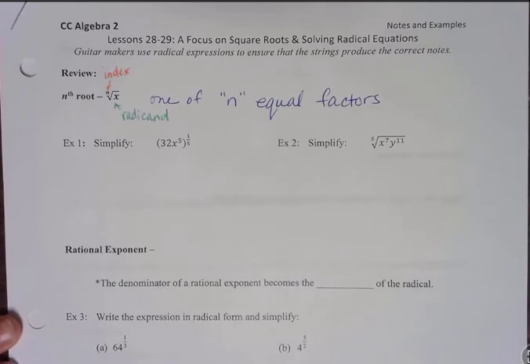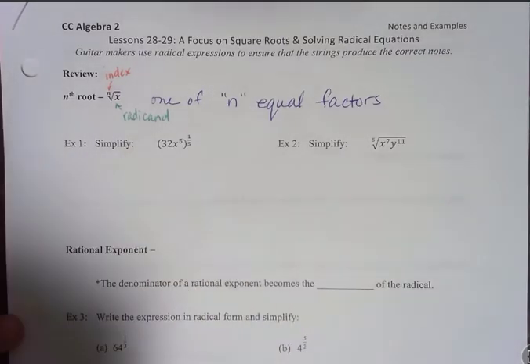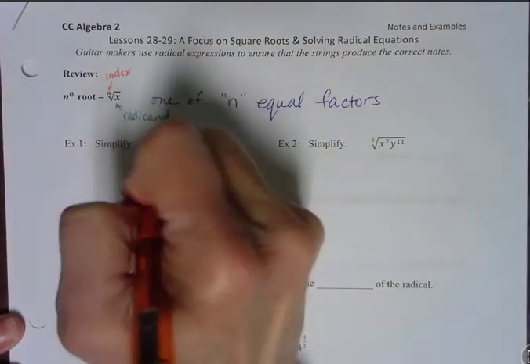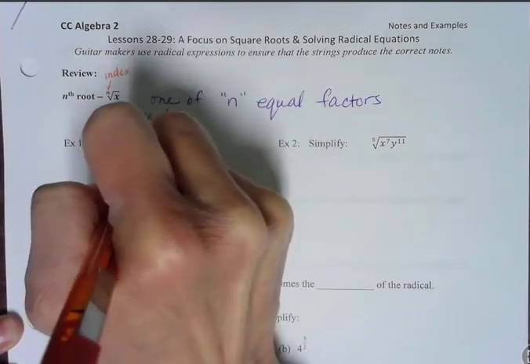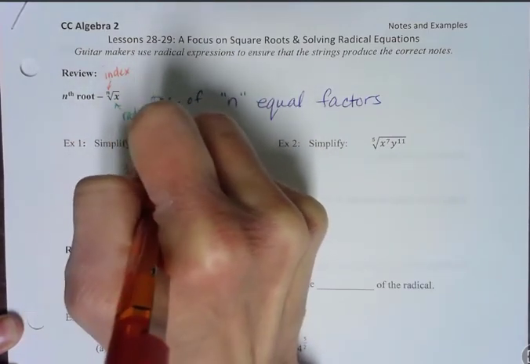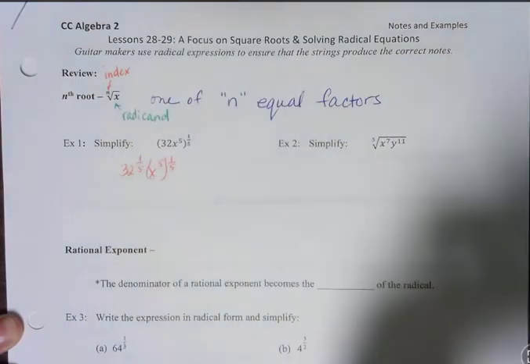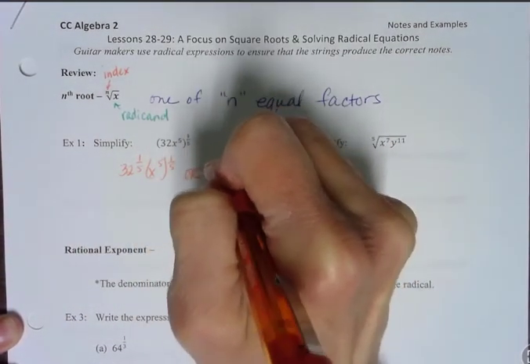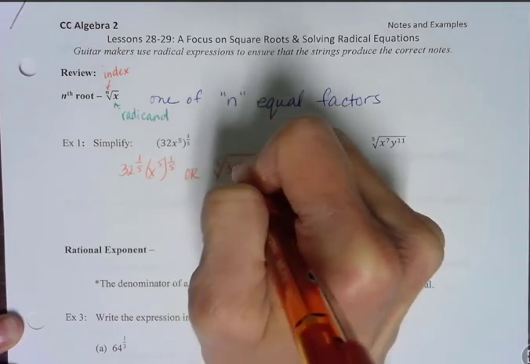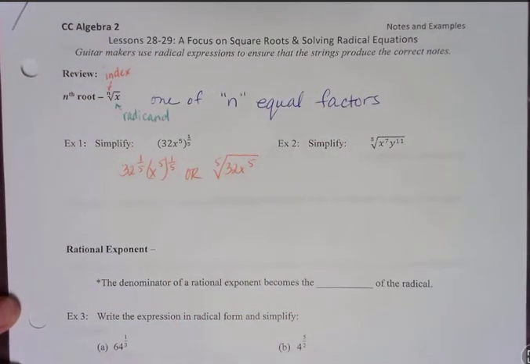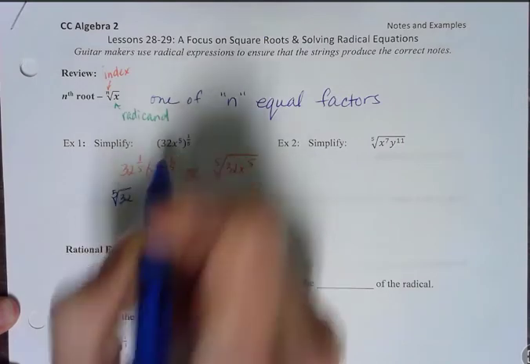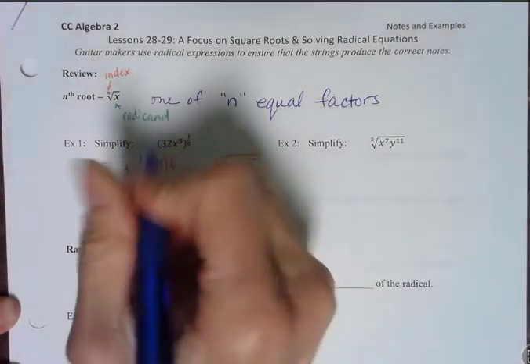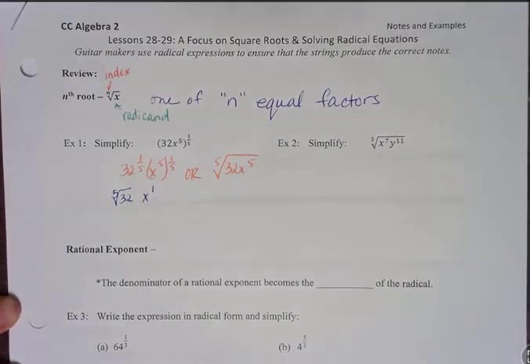Okay, so if we take a look at the first example there, just as review, if we have 32x to the fifth raised to the 1/5 power, that means everything gets raised to the 1/5 power. So we could take 32 to the 1/5 and then x to the fifth to the 1/5, or we could take the fifth root of all of that, 32x to the fifth. So whichever way you prefer. If we do it this way, that's the fifth root of 32, and then x to the fifth raised to the 1/5 would just be x to the first power if we use properties of exponents.